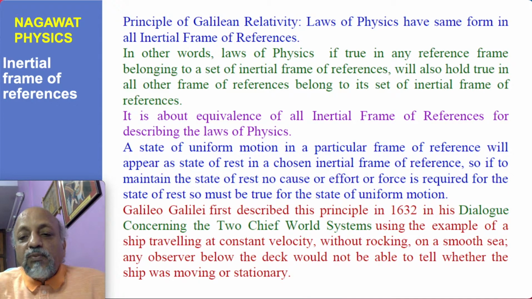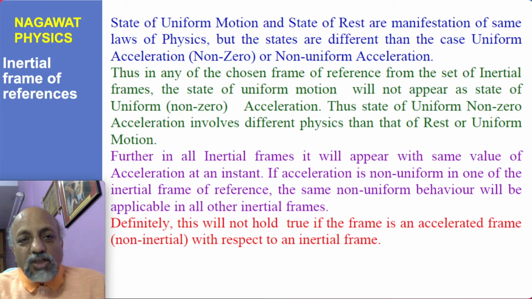So Galileo Galilei carefully observed and concluded that if a ship is traveling with constant velocity without rocking on a smooth sea, then the person who is below the deck would not be able to discern or know whether the ship is in the state of rest or in the state of uniform motion, and thus the two are equivalent, and that is the conclusion. However, on that basis he proposed what we call the principle of Galilean relativity.